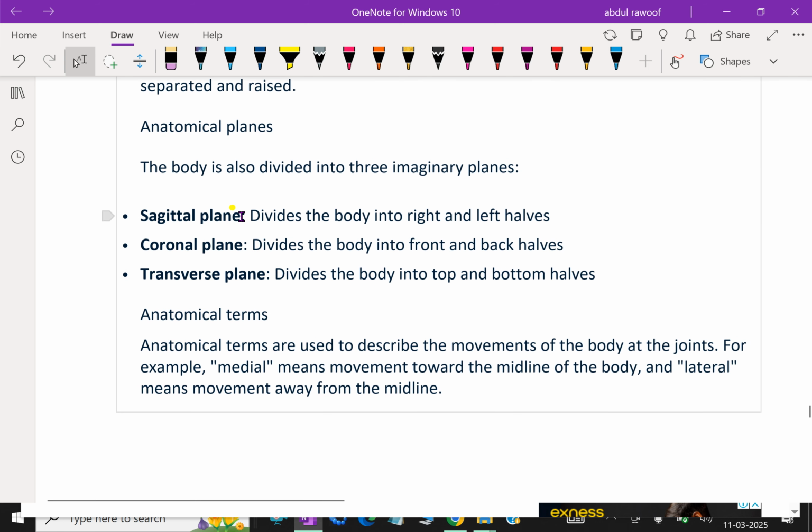Anatomical planes. The body is also divided into three imaginary planes. First one, sagittal plane, divides the body into right and left halves. Coronal plane divides the body into front and back halves. Transverse plane divides the body into top and bottom halves. Anatomical terms are used to describe the movement of the body at the joints. For example, medial means movement towards the midline of the body, and lateral means movement away from the midline.